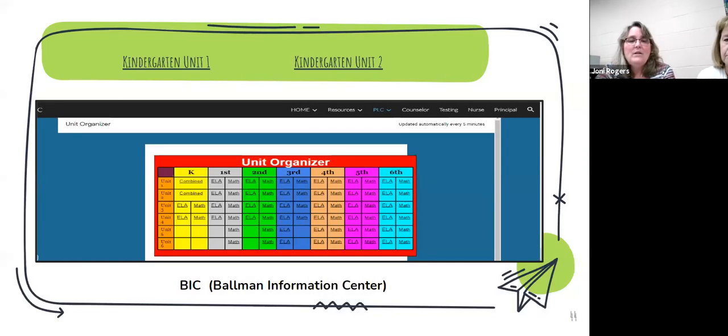This is, once again, on our BIC site that we use at Ballman. It's a wonderful resource. We can see all of our units at a glance. And like it's been said before, in Fort Smith, we do use 4 units because we have a standards-based report card. Our unit 1 is our first quarter, unit 2, second quarter, and so on.